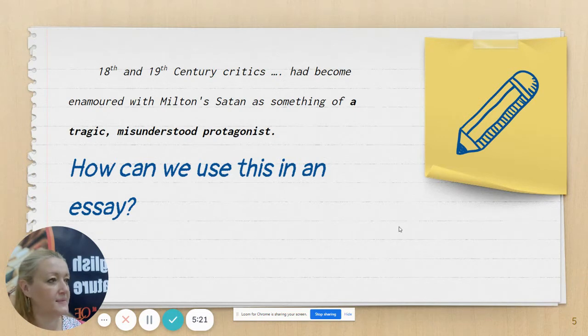Look at the dates. It's also acting as a bit of context, yeah. So it's a really good one. 18th and 19th century critics had become enamoured with Milton's Satan as something of a tragic, misunderstood protagonist. That's pretty straightforward. It's factual. It's not really much to debate, but we've brought it out. We need to think about how we could use it.